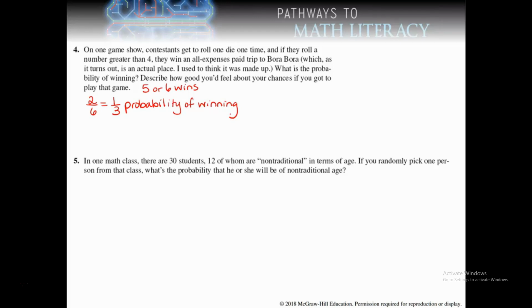In 5, you've got a math class. There are 30 students, 12 are of non-traditional age. So if you randomly pick one person from that class, what's the probability that you choose a person of non-traditional age? Well, if 12 out of the 30 are of non-traditional age, then 12/30ths, and we can reduce that. It reduces to 2/5, or if you wanted to write it as a decimal, 0.4.